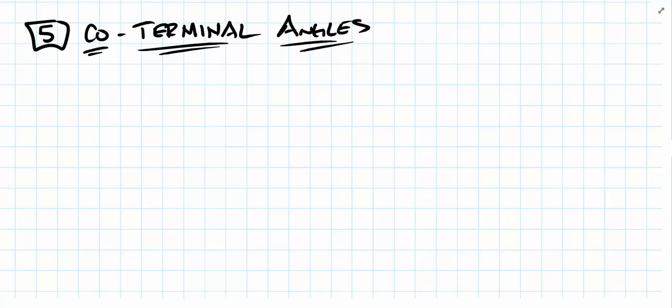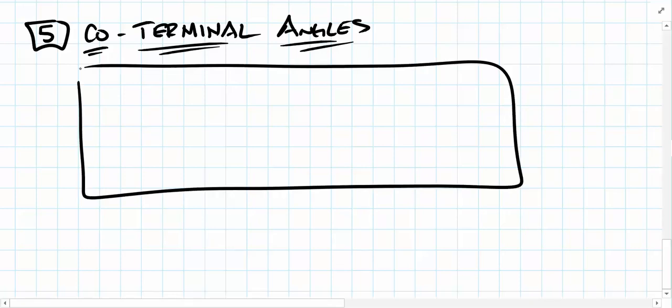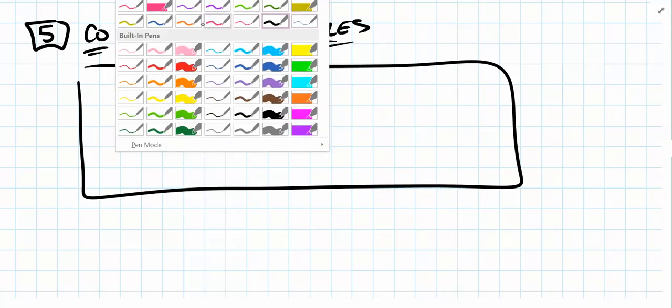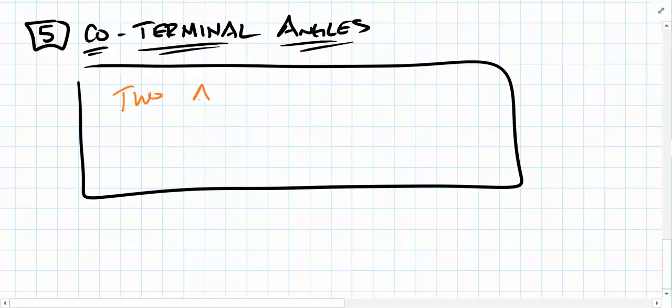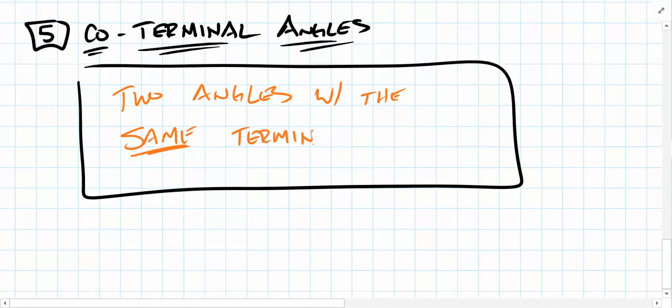So here's the definition I'm going to give you. Co-terminal angles are nothing more than two angles with the same terminal side. It's exactly what it says. Now, if our angles are in standard position, they'll also have the same what? Initial side, right? Because it's glued down to the positive x-axis. So coterminal angles are two angles with the same terminal side.